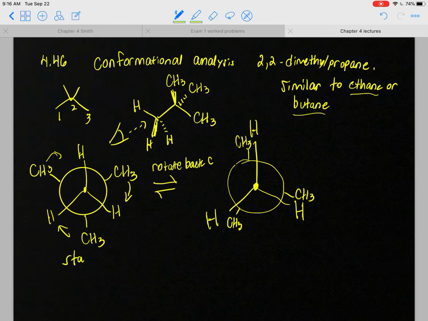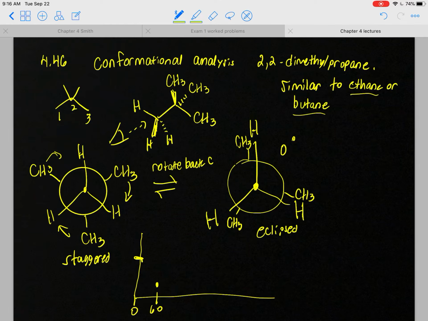Okay, and so these are the only two conformations. When you keep rotating, you will alternate between the left, the right, the left, the right, the left, the right. So we can call this 0 degrees if we want. And if we were to sketch out the energy profile for this, at 0 degrees, we would have a certain energy. Okay. At 60 degrees, it would be minimum energy. At 120, that would be eclipsed again. Okay. And so on.